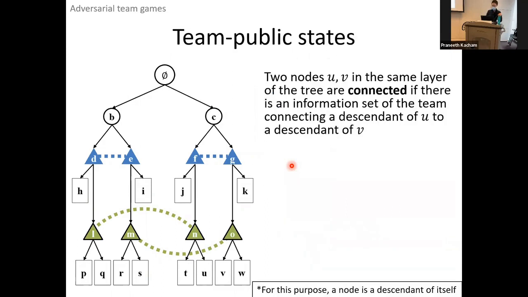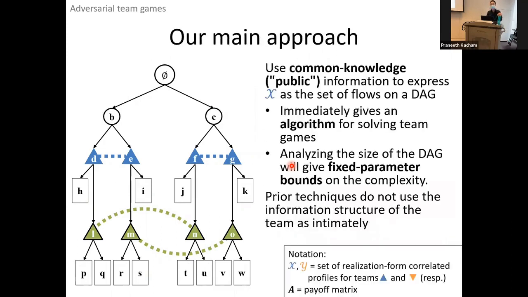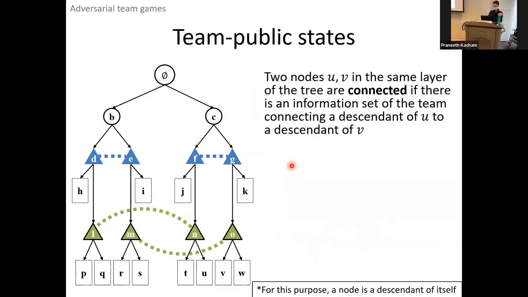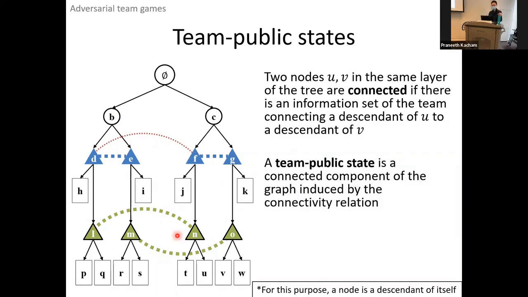So I was here. Okay, let's jump in. What do we mean by public information? We'll say two nodes are connected if there's an information set of the team connecting their descendants. For example, these two nodes are connected. Why? Because there's an information set here connecting a descendant of this node to a descendant of this node. And for this purpose, a node is a descendant of itself. So information sets themselves consist of connected nodes. A team public state is a connected component of the graph induced by the connectivity relation.